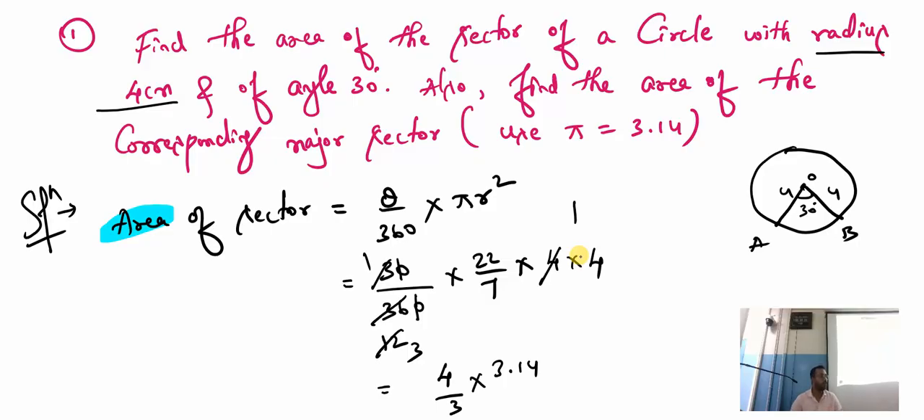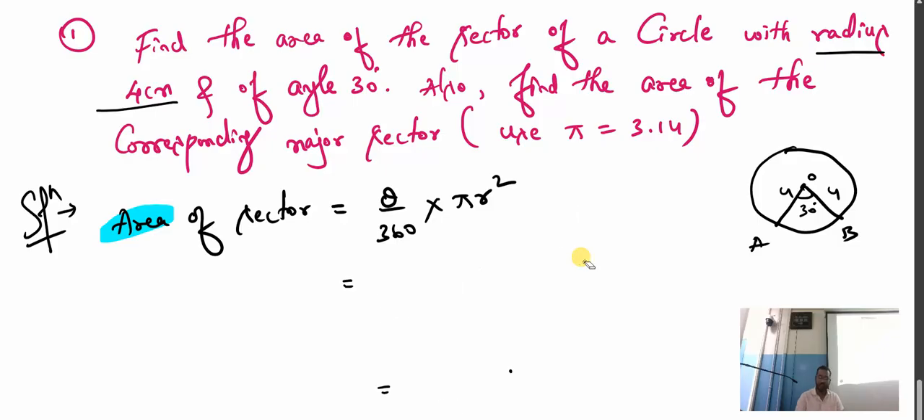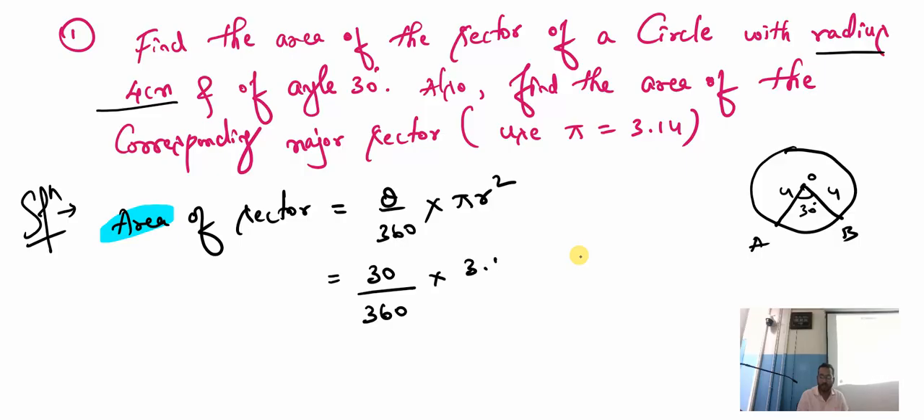Didn't understand? See here. Okay. Once again, I'll do it for your reference, the calculation. What is theta? 30 divided by 360. Pi, take pi 3.14, they said take 3.14. Pi into r square. Radius is 4. 4 square means 4 into 4.